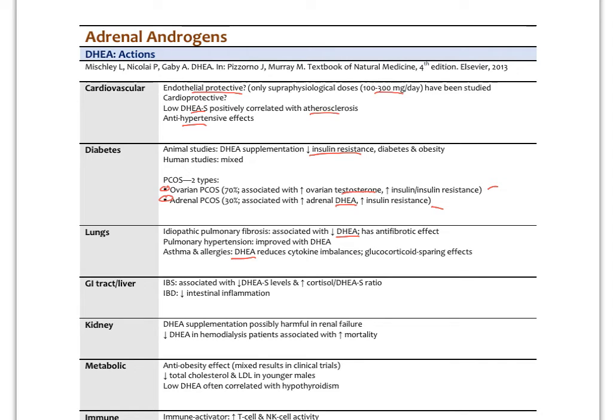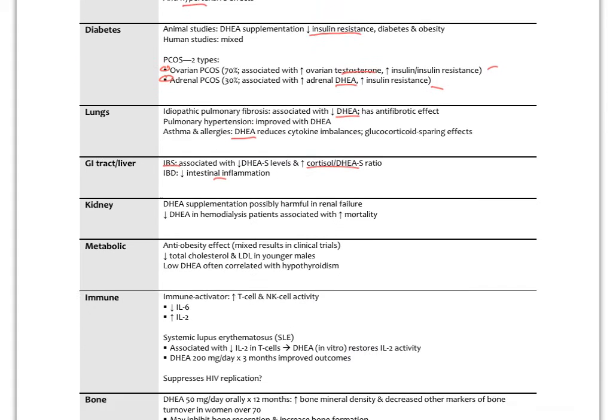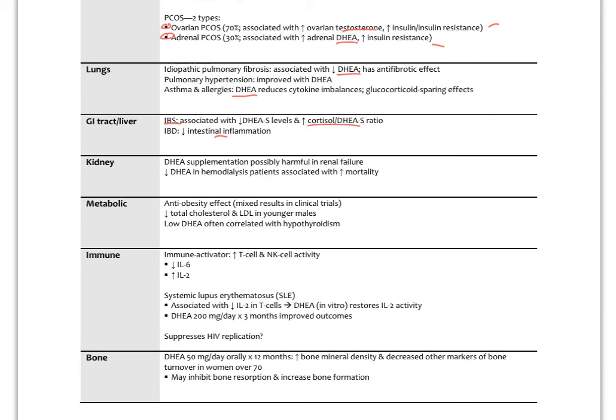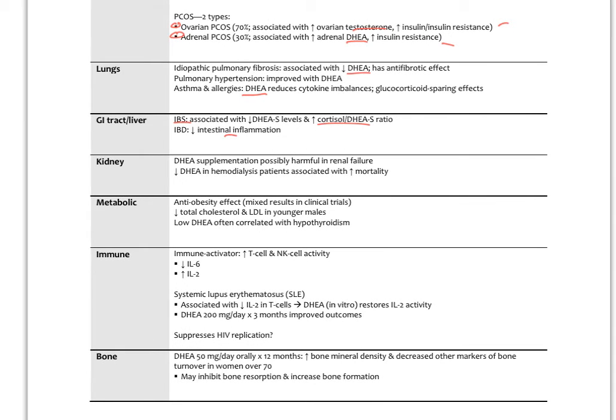In the GI tract, IBS is associated with decreased DHEA levels and high cortisol DHEA ratio. And then in IBD, we see that DHEA decreases intestinal inflammation. It's a very important one there. In the kidney, DHEA supplementation has potentially harmful effects, although that's probably based on using supraphysiologic doses. We do know that low DHEA in hemodialysis patients is associated with increased mortality. Again, if that's a cause or just a correlation is unknown, but that's an interesting one.